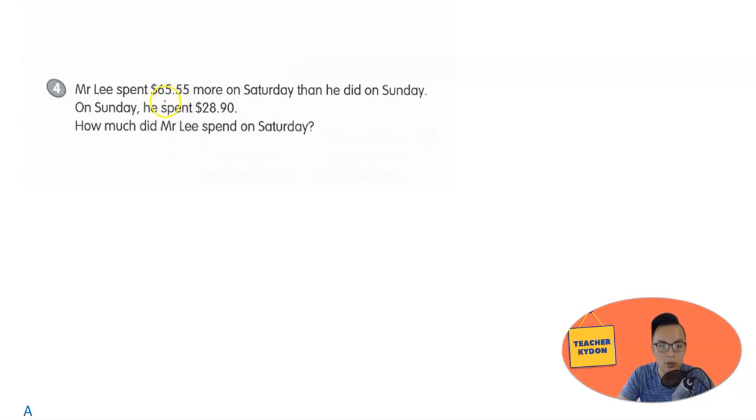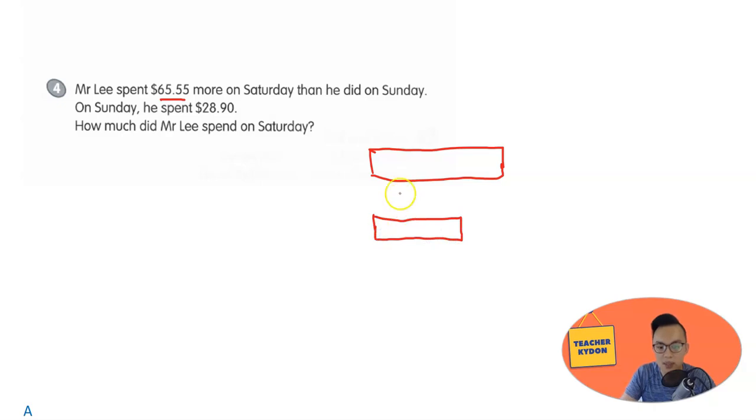Okay, so this one is a bit tricky already. Somebody spent $65.55 more on Saturday than he did on Sunday. So as usual, you need to do your more than, less than model. That means you need to draw your longer model on top, and then your shorter model at the bottom. Leave some space in between so that you have some space to write, and then you cut. I don't know who is more and who is less, but I know that it's 65.55, so first thing I'll do is write 65.55. I just cut and then write this amount here. And now I start to figure out who is more and who is less.